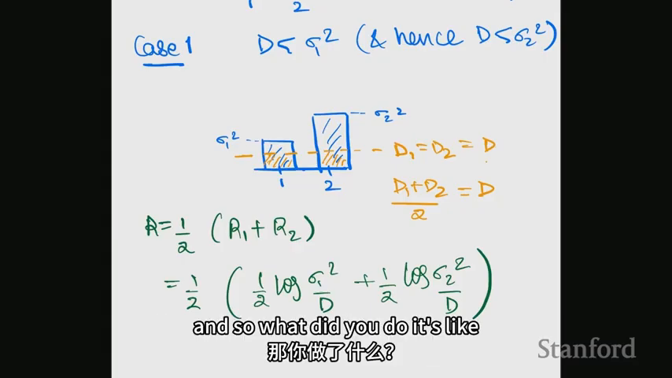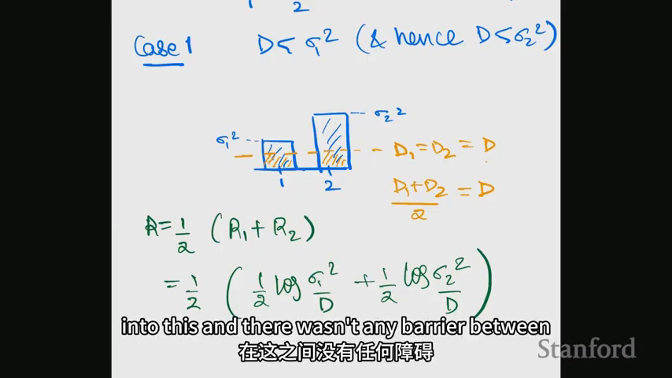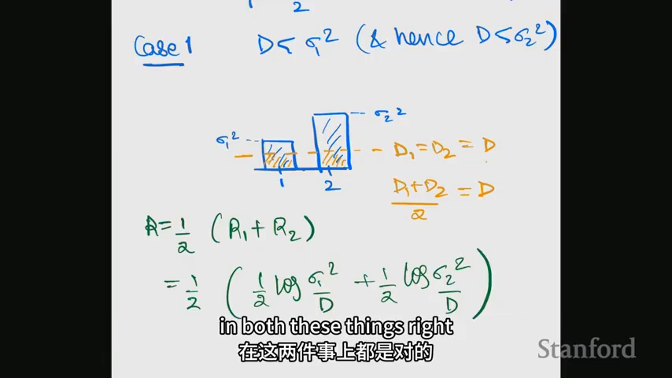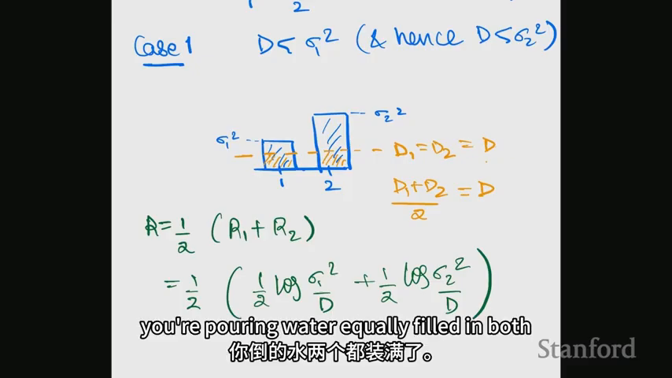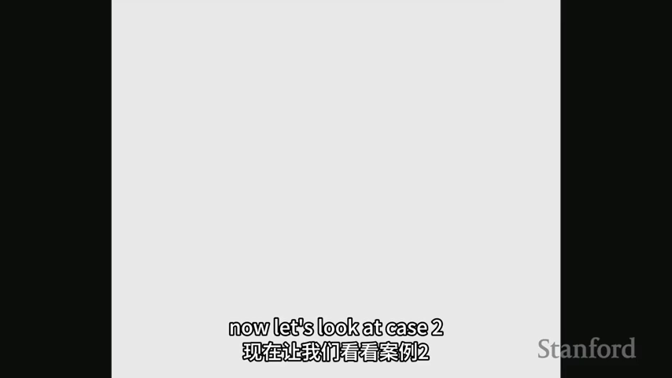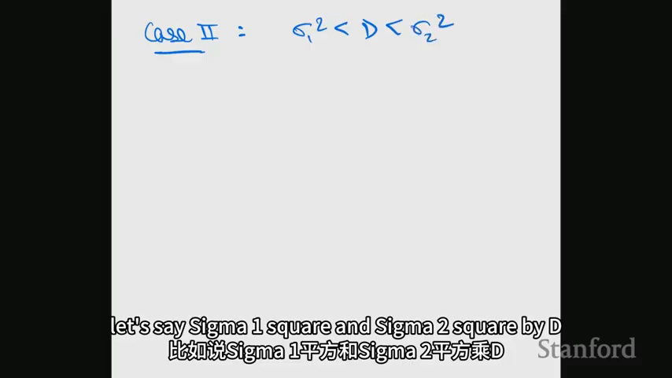Okay, and so what did you do? It's like assume you poured water into this and there wasn't any barrier between. Then the water would have been basically iso level filled in both these things, right? So it's like you are pouring water equally filled in both. Okay. Now let's look at case 2. When your D is in between, let's say sigma 1 square and sigma 2 square by D.